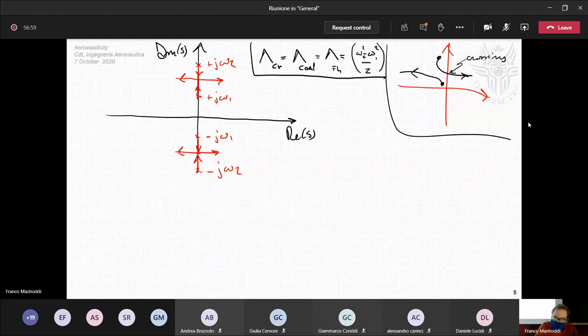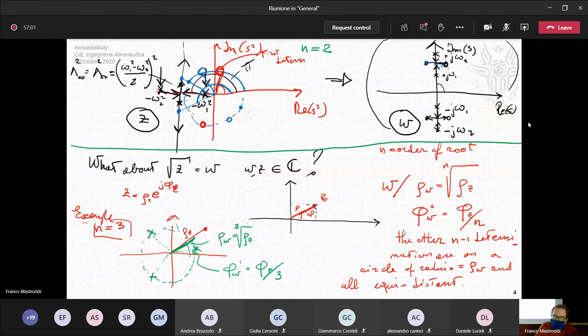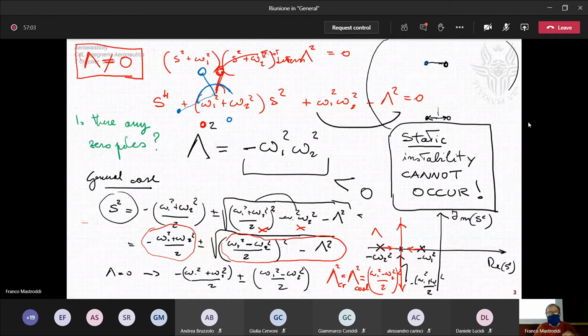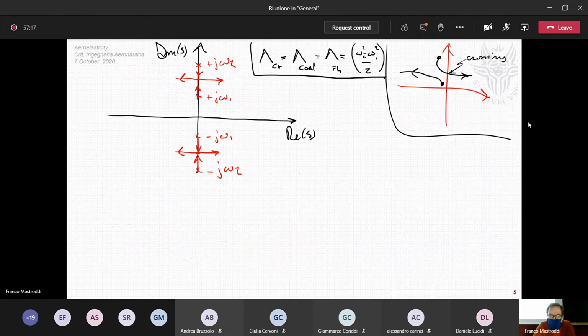So in this case, the coalescence of the roots is also the occurrence of instability. Okay? Now, let me introduce the more general case of the damped system.